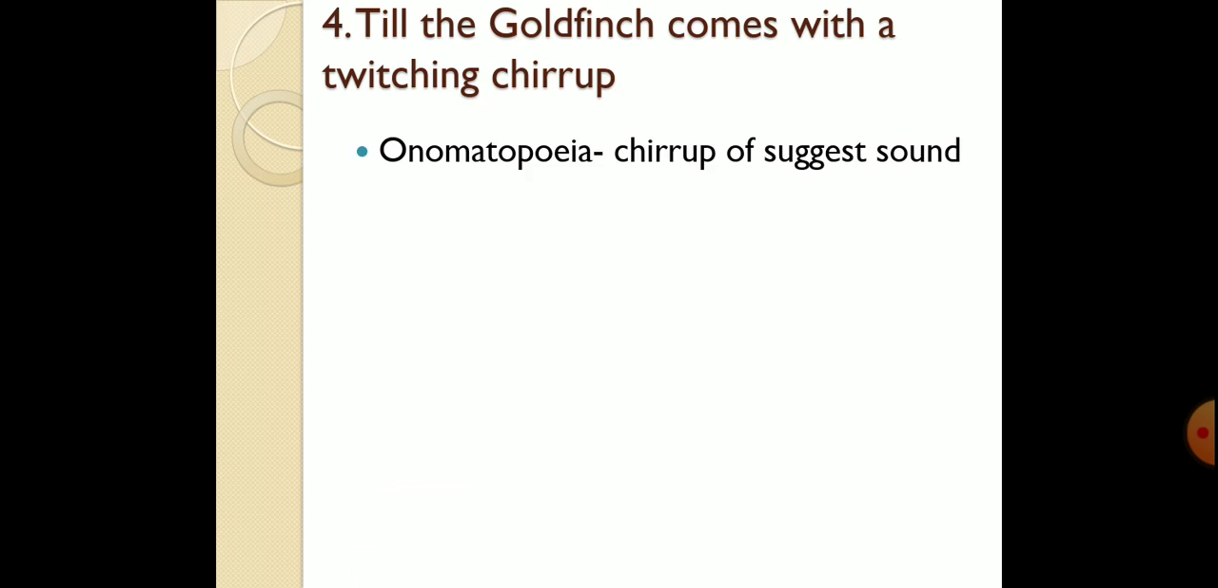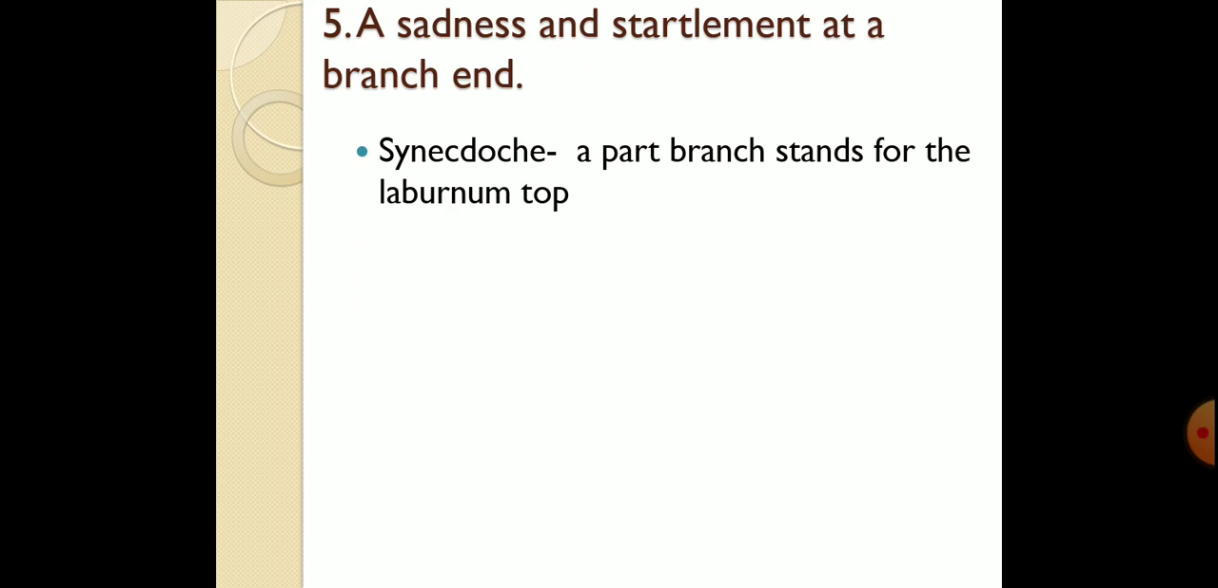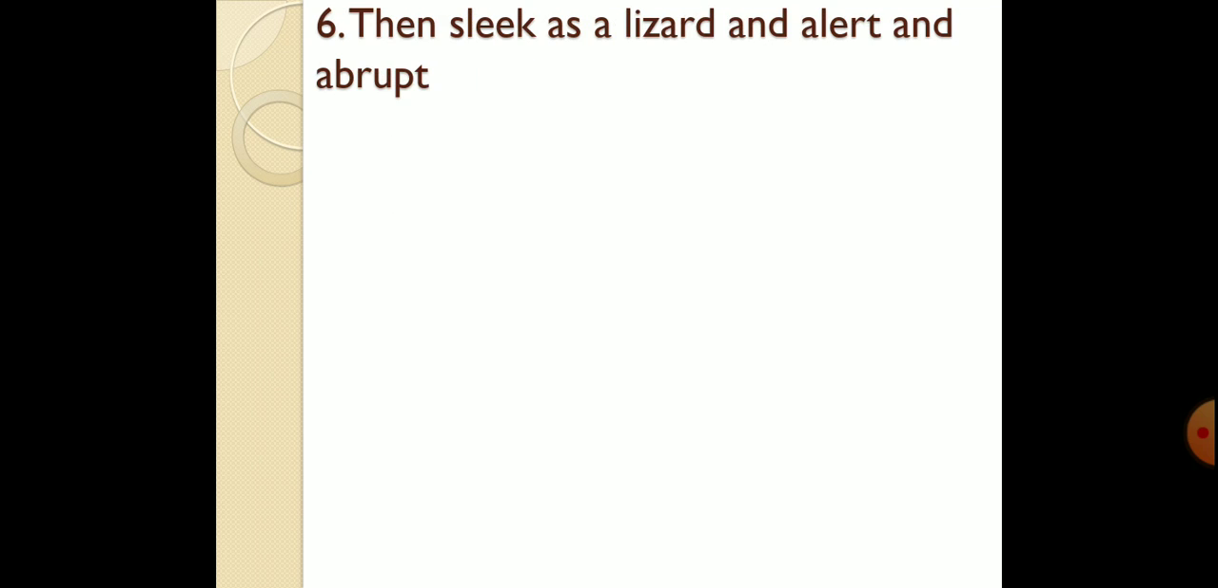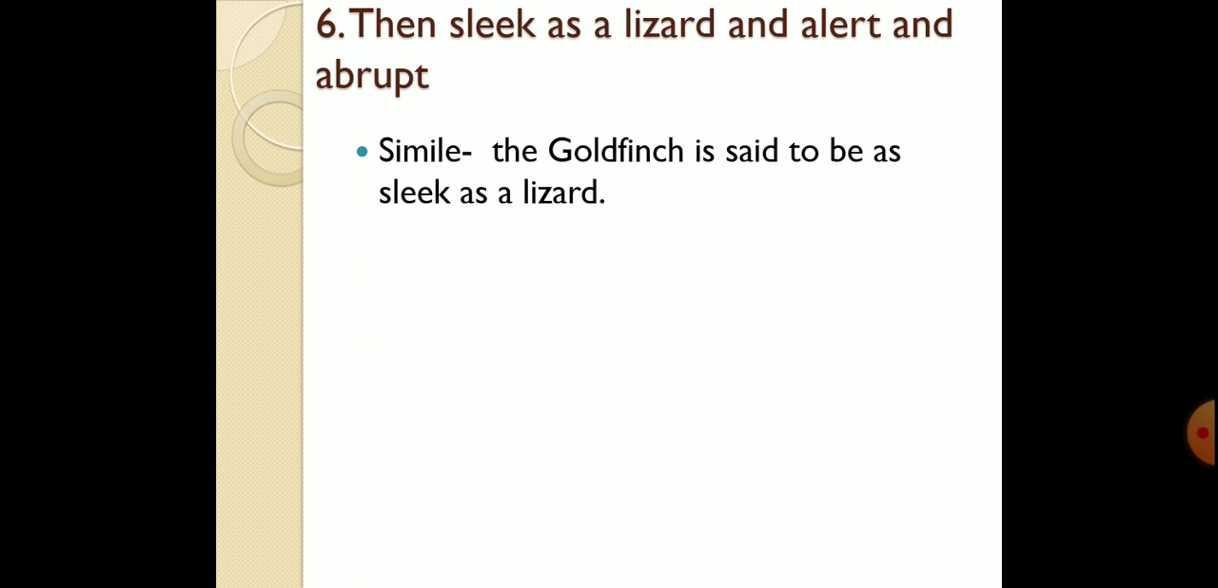The fourth one, till the goldfinch comes with a twitching chirrup. The first figure of speech over here is onomatopoeia, that is chirrup suggests sound, so that is onomatopoeia. Fifth one, a sadness and startlement at a branch end. So the first figure of speech over here is synecdoche, that is a part branch stands for the laburnum top. Sixth one, then sleek as a lizard and alert and abrupt. So over here the first one is simile, that is the goldfinch is said to be as sleek as a lizard.